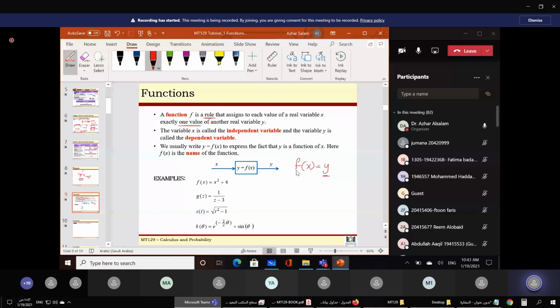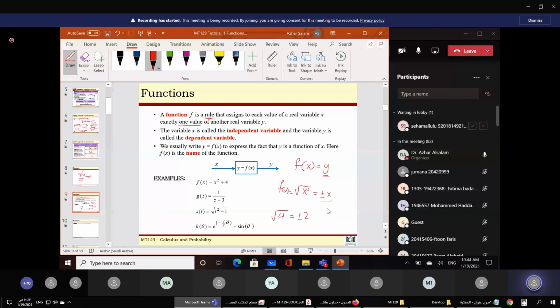For example, here when I take the square root of x, it assigns either positive or negative. Here, for example, x squared, positive or negative of x. You know that, right? For example, the square root of 4 is either positive or negative, minus or plus 2. So here I can say that f of x equals the square root of x is not a function, because it gives either the positive or the negative when I draw it, okay?